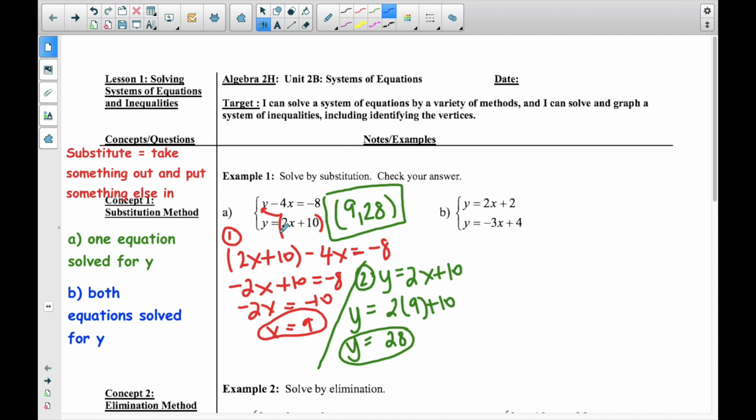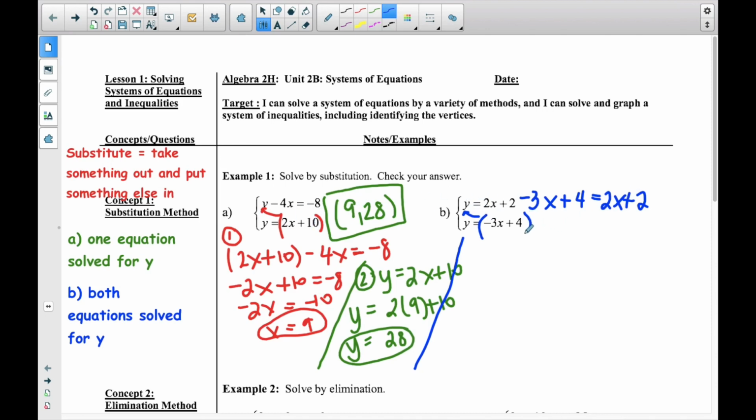So that is how you solve when one of the equations is already solved for y and the other one is not. Example B is very similar, and I say that there's a different way of solving it, but really it's the same thing, because what we're doing is taking this value and plugging it in for that one. So I'm going to take out my y and plug in this negative 3x plus 4. And so really it's the same process as this.